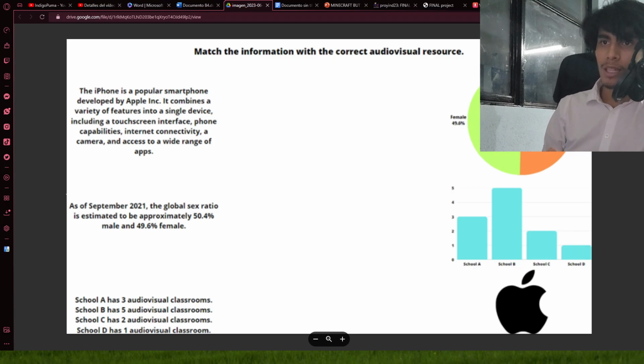The next one. As of September 2021, the global sex ratio is estimated to be approximately 50.4% male and 49.6% female. On to the next one. School A has 3 audiovisual classrooms. School B has 5 audiovisual classrooms. School C has 2 audiovisual classrooms. And School D has 1 audiovisual classroom. You need to connect the images.